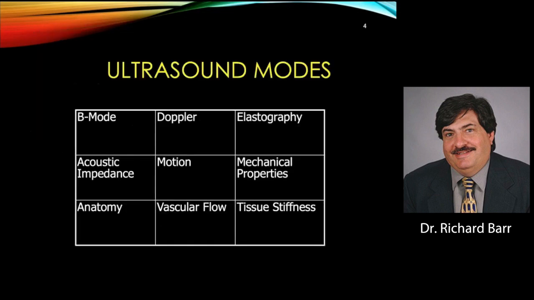So we now have three ultrasound modes. B mode, that looks at acoustical impedance and gives us anatomy. Doppler, that looks at motion and gives us vascular flow. Elastography, that gives us mechanical properties and gives us tissue stiffness.